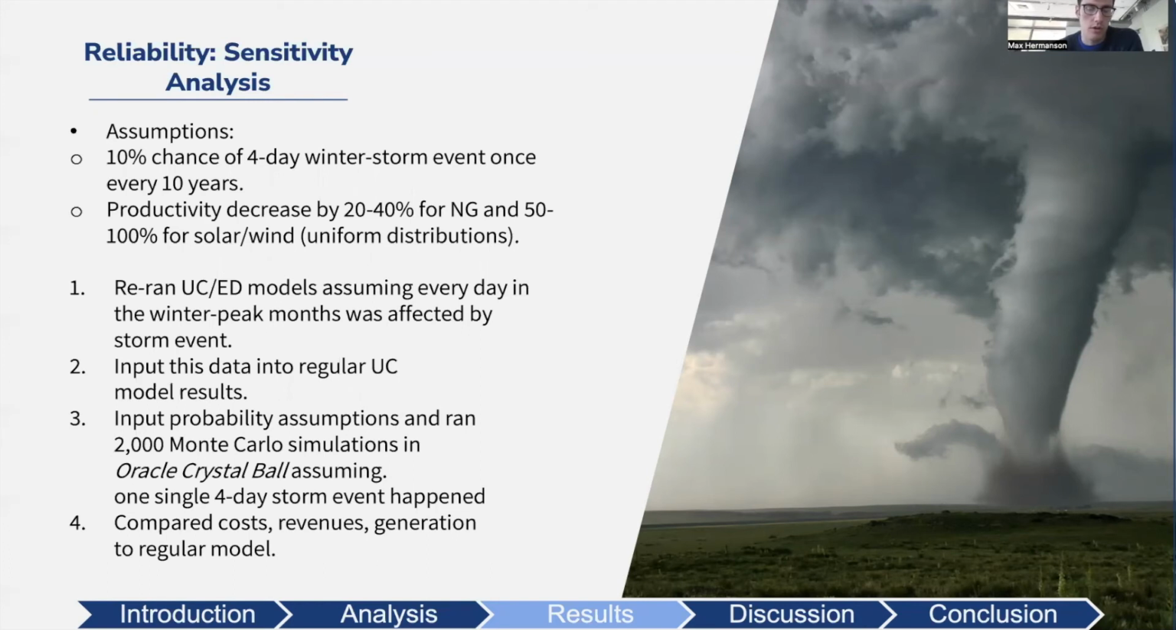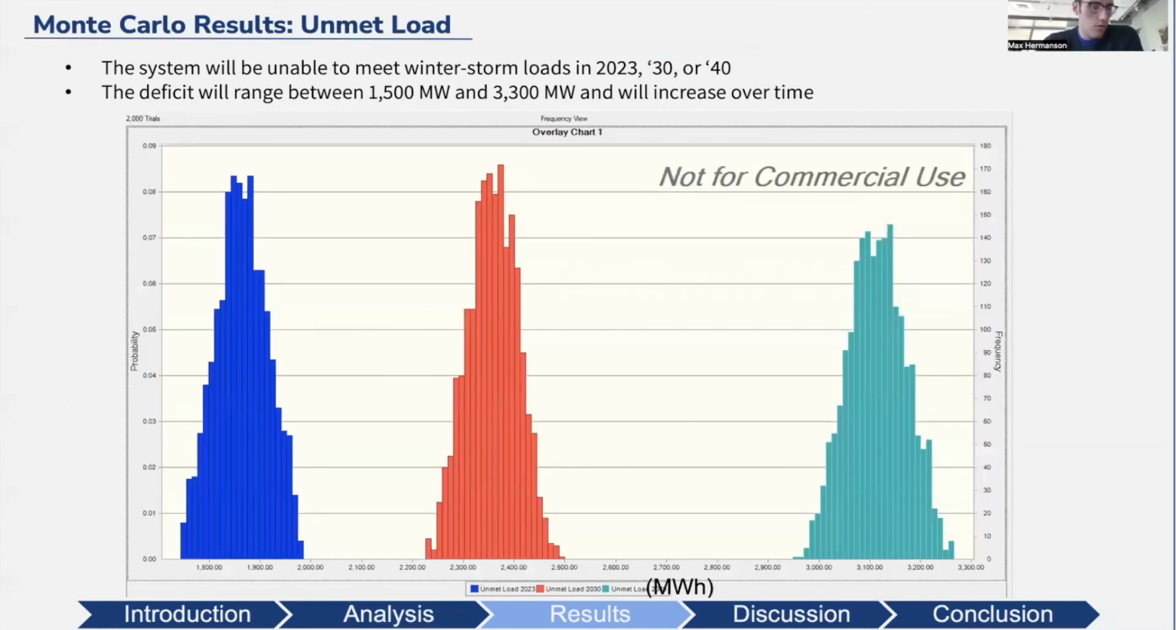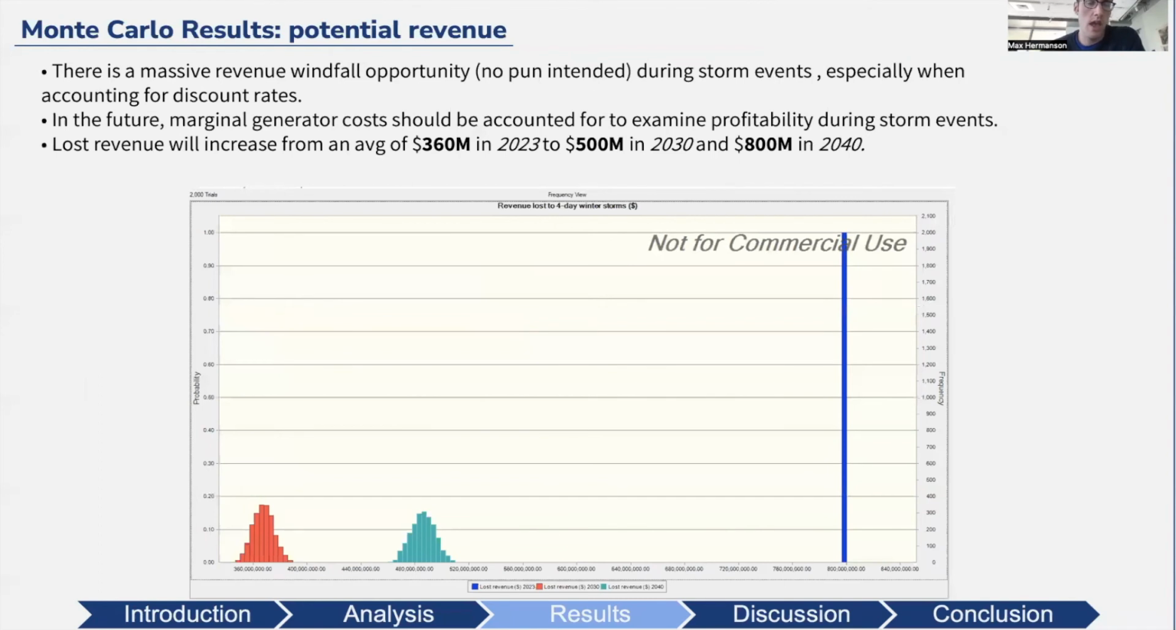And we used Crystal Ball to analyze different variables, such as costs, revenue, and generation. And the results of this are really interesting. They show that our system will be unable to meet winter storm loads in each of the years. And the amount by which we can't meet this ranges from 1,500 to 3,300 megawatts, which is a lot. And because of this, there's lots of lost potential revenue. And this increases over time, especially as our system becomes more reliant on wind and solar, which are the most impacted by these storm events.